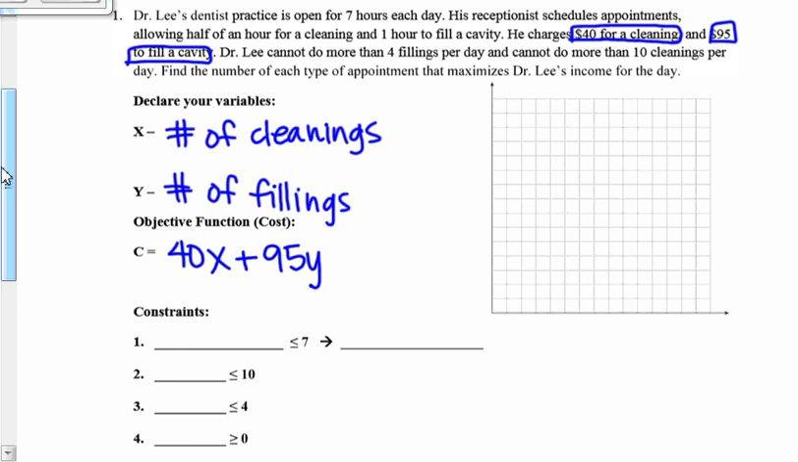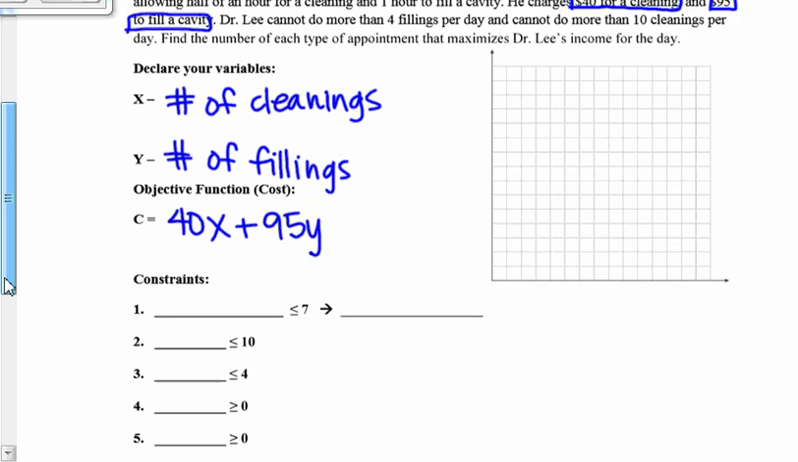Now, in targets 12 and 13, we were given that function. We just had to come up with it on our own this time. So $40 per cleaning, I'm multiplying that by x, and I'm adding that to $95 per filling, so I'm multiplying that number by y. Alright, now my constraints. These are going to come from my word problem too. Here I have 5 constraints.